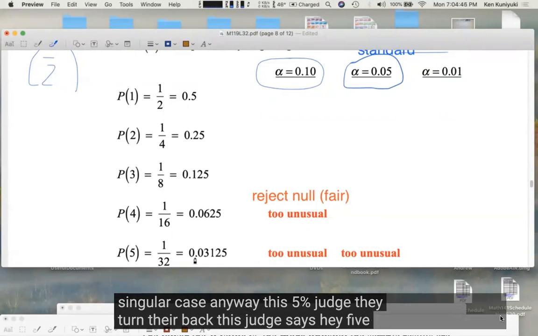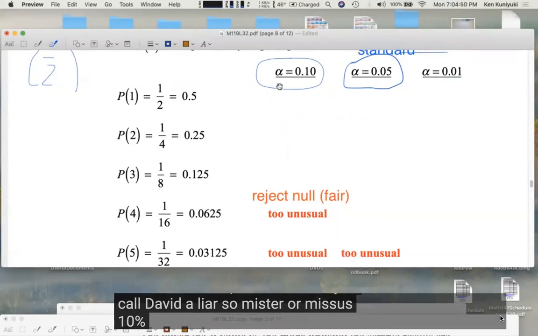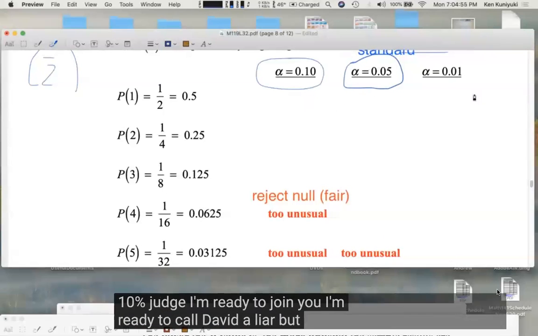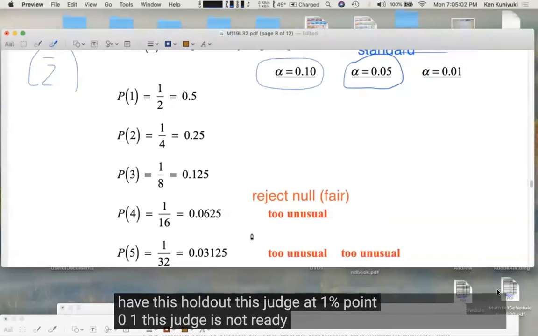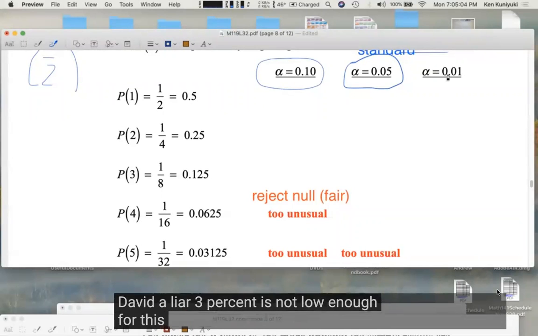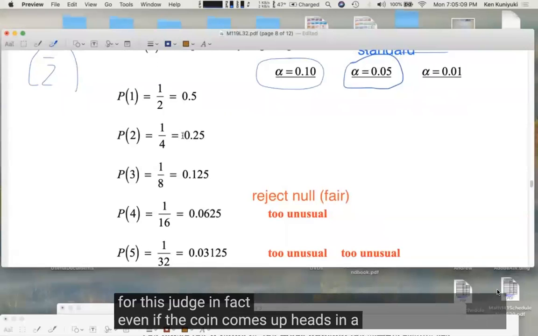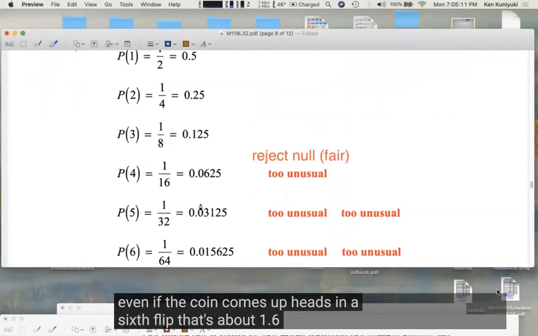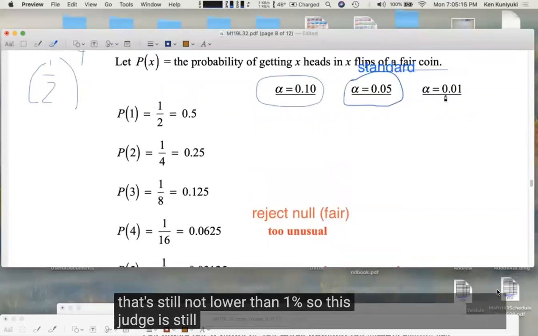This judge says, hey, 5 heads in 5 flips, I'm now ready to call David a liar. So Mr. or Mrs. 10% judge, I'm ready to join you. I'm ready to call David a liar. But we still have this holdout. This judge at 1%, 0.01. This judge is not ready to call David a liar. 3% is not low enough for this judge. In fact, even if the coin comes up heads in 6 flips, that's about 1.6%. That's still not lower than 1%. So this judge is still giving David a chance.